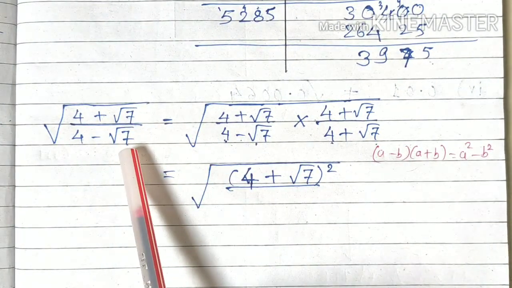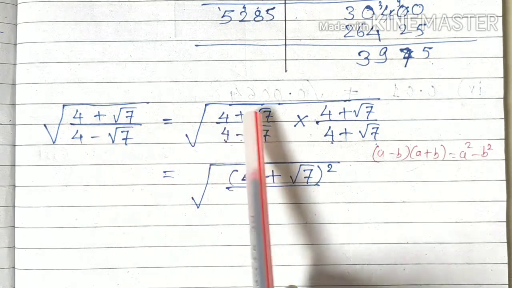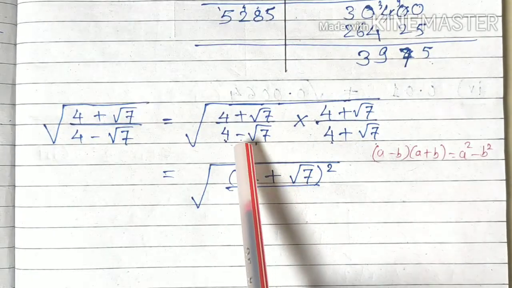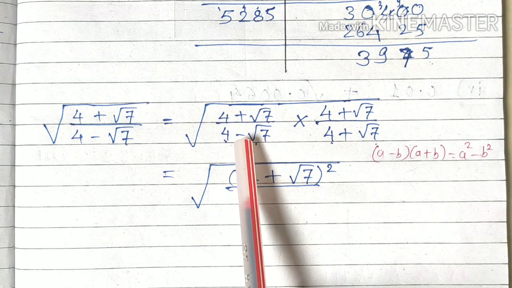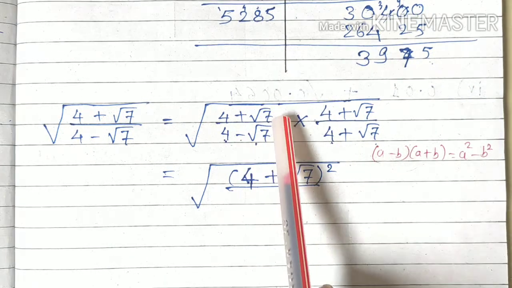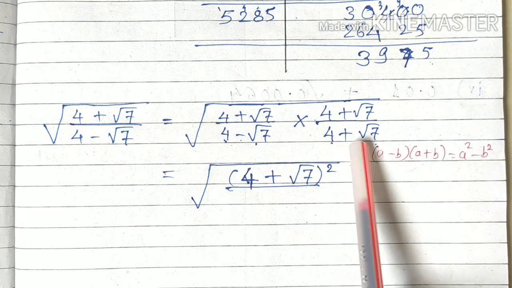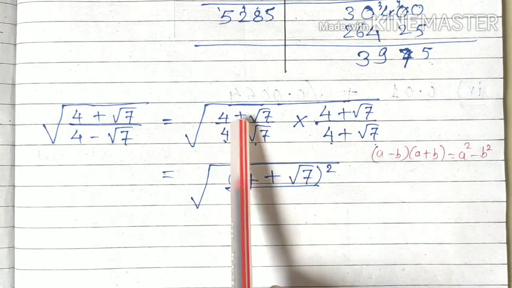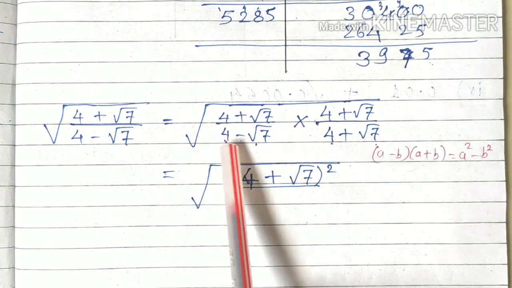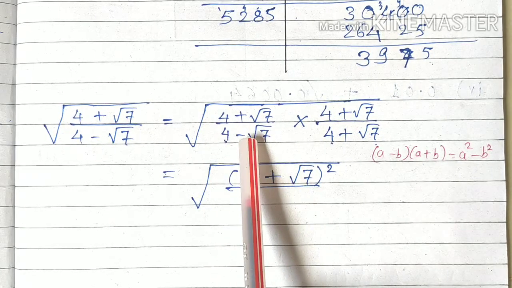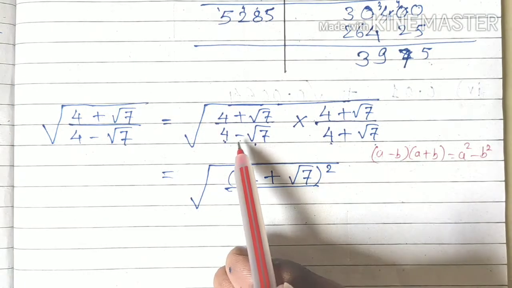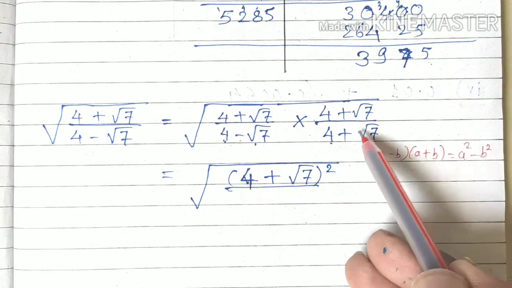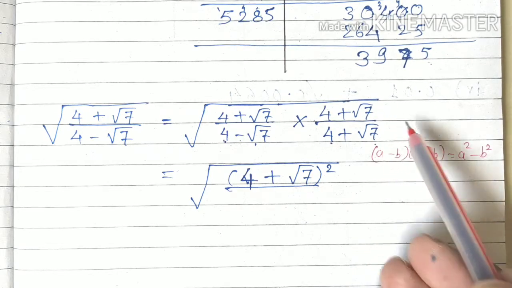So what we have to do here: whatever the given number is here, if there is a minus sign in the denominator, multiply both the numerator and denominator by 4 plus root 7. We will think about the denominator only. Don't think about the numerator right now. If the denominator has a minus sign, we take the plus sign, 4 plus root 7, and multiply it to both numerator and denominator.